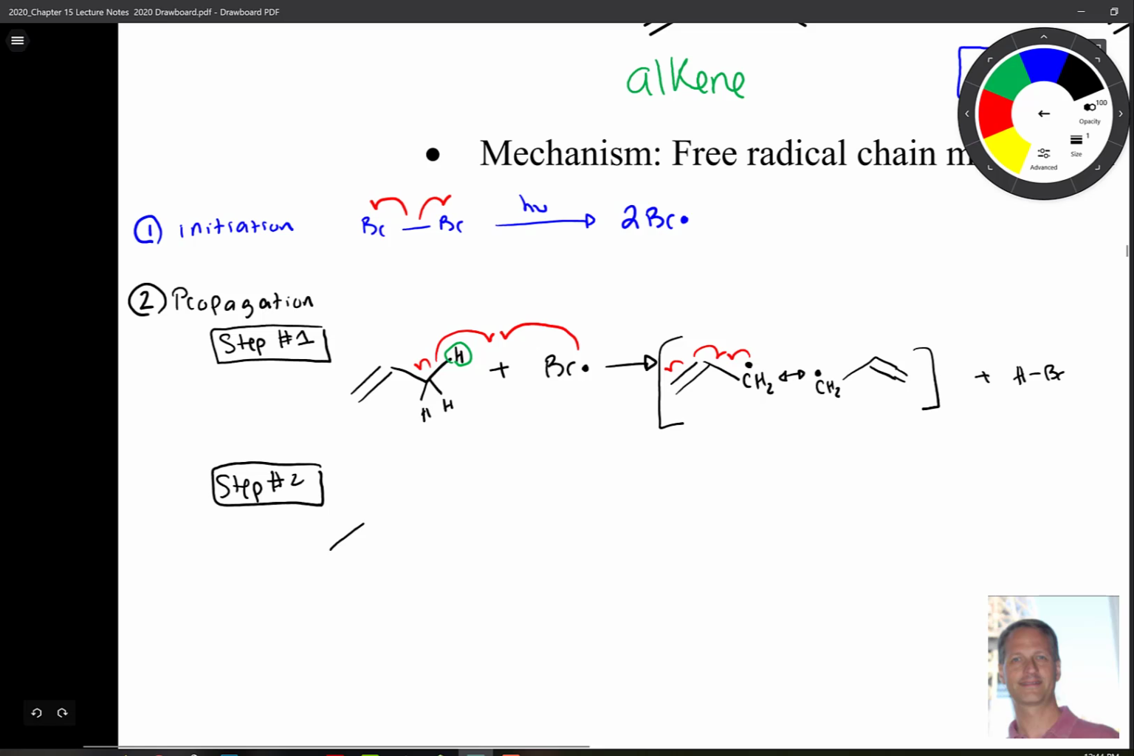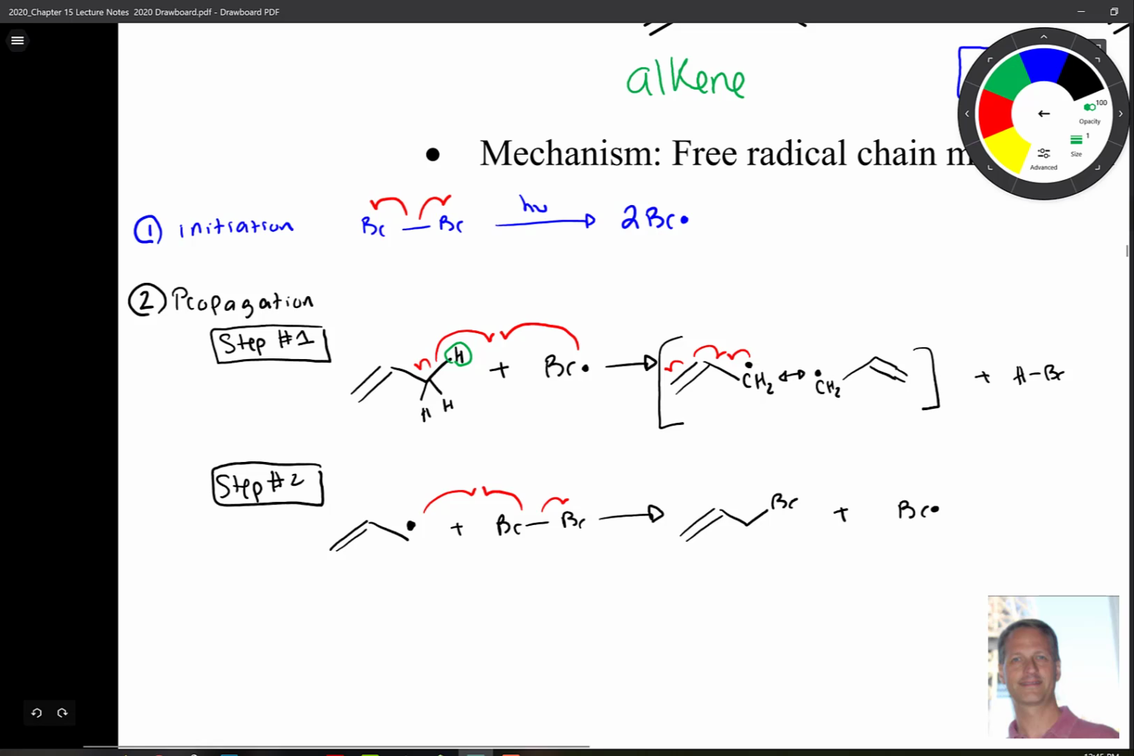So let's grab one of those guys. And I'm going to go to line structures right now. So we'll do this. And then we're going to add to that bromine. Now remember, in propagation step number 2, we need to regenerate the radical, right, so that we can have that propagation step happen over and over and over and over again. So what's going to happen is bromine's going to come over. We're going to grab a hold of that radical and create another radical here. So that's going to give us this plus the bromine radical.